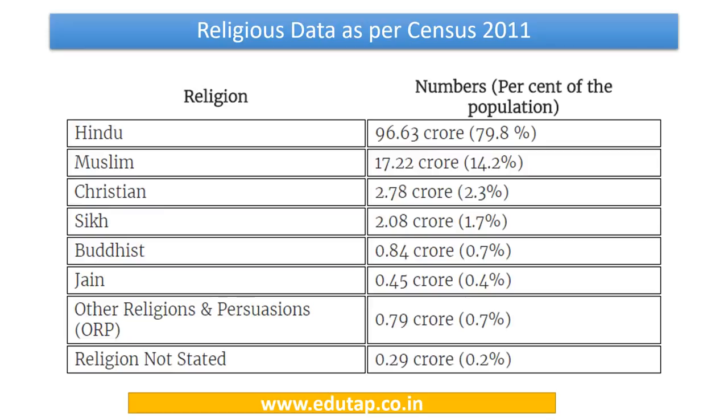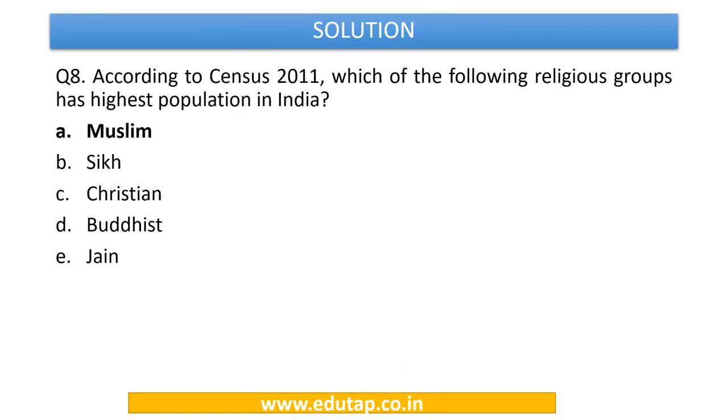So to answer this question, we must have a basic idea about the religious data as per the census 2011. Here you can see that the religion with the highest population is Hindu. It is followed by Muslim, Christian, Sikh, Buddhist and Jain. So top 3 would be Hindu, Muslim and Christian. Out of the options given, the Hindu option is not given. So the second will be Muslim. That is option number A is going to be the correct answer.